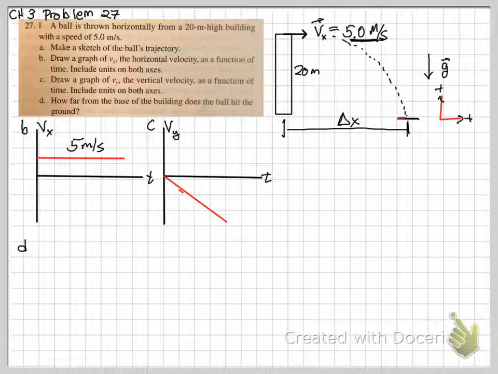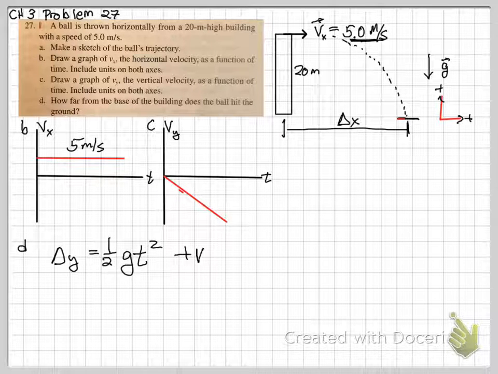So we use one of our kinematic equations. We'll start out with delta y equals 1/2 g t squared plus v naught times t. And be careful, this is in the y direction. Since we know that the initial velocity in the vertical is 0, we can cancel that term out. And that leaves us with this equation, which we're going to reorganize and solve for t.